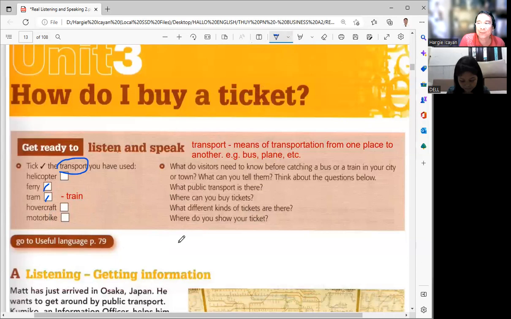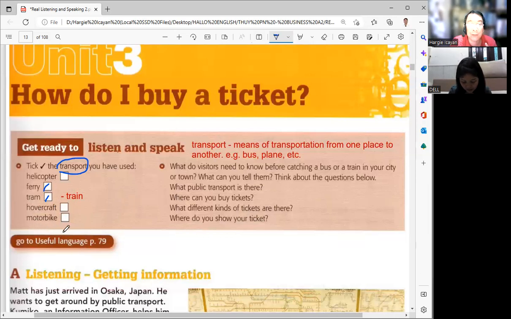Next, what about a hovercraft? Do you know what a hovercraft is? A hovercraft can be ridden on land and can also be ridden on water. It's something like that, so that's a hovercraft. Have you experienced riding that one? No, not yet.